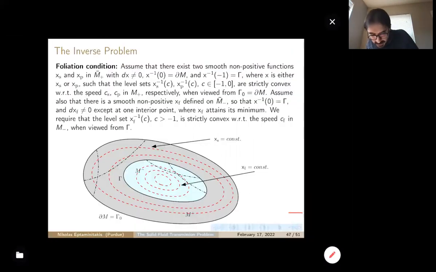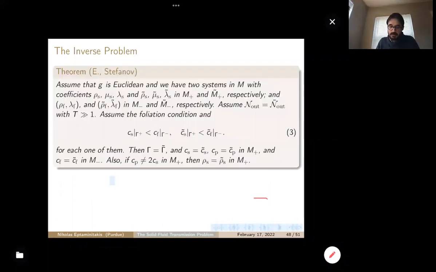So assuming that we have a foliation condition that is probably familiar to many people in this group. We have a foliation condition with respect to the S and the P speed in the solid region, and a foliation condition with respect to the fluid speed inside the fluid. Then our theorem says that we can actually recover all three material parameters in the solid, and we can recover the wave speed in the fluid.